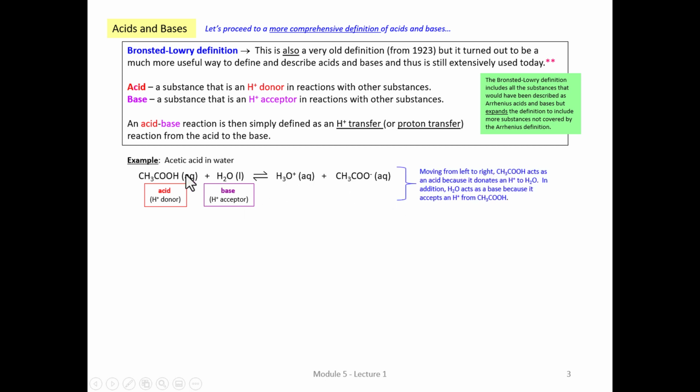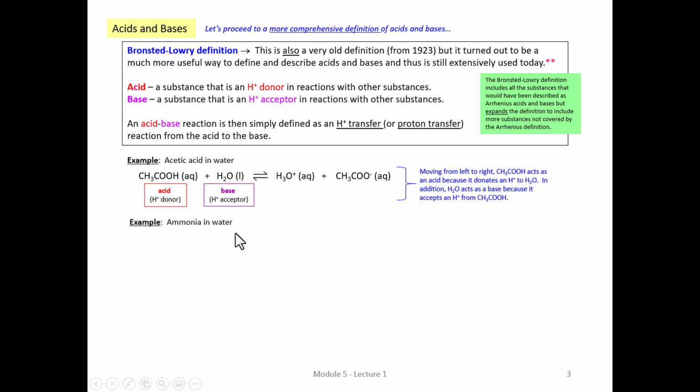So moving from left to right, acetic acid acts as an acid because it donates an H plus to water, and in addition, water acts as a base because it accepts an H plus from acetic acid. We're looking at this under the Bronsted-Lowry definition. Now recall, acetic acid was an acid under the Arrhenius definition because it produced hydrogen ions or hydronium ions in water.